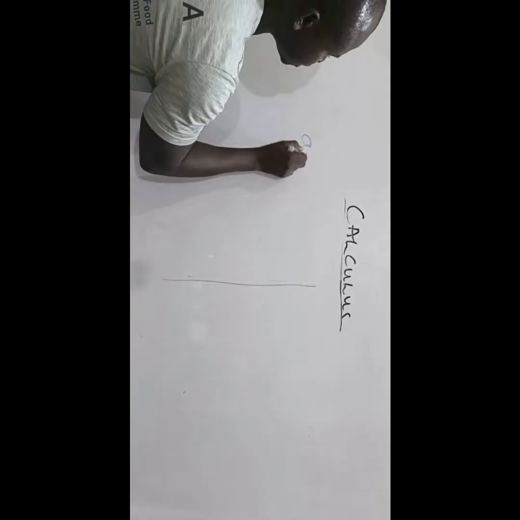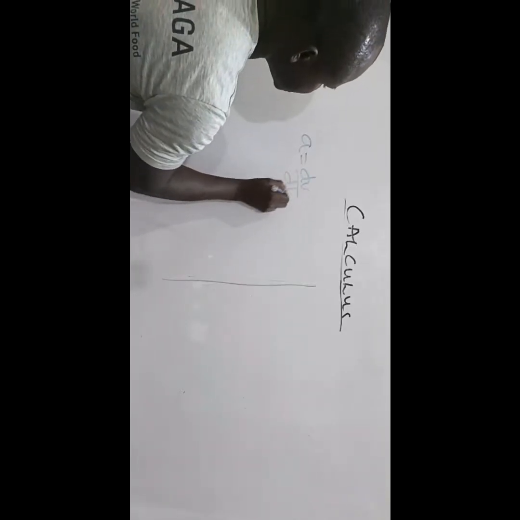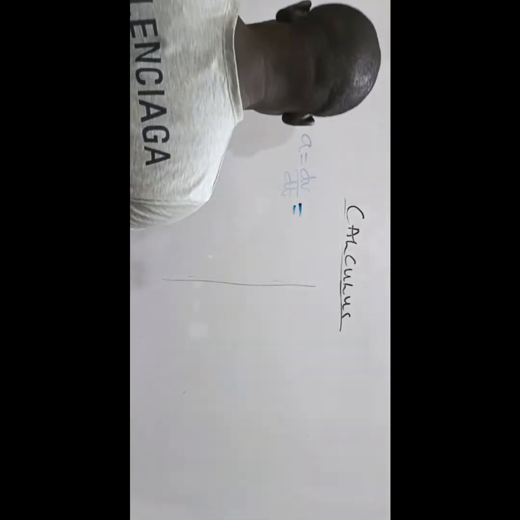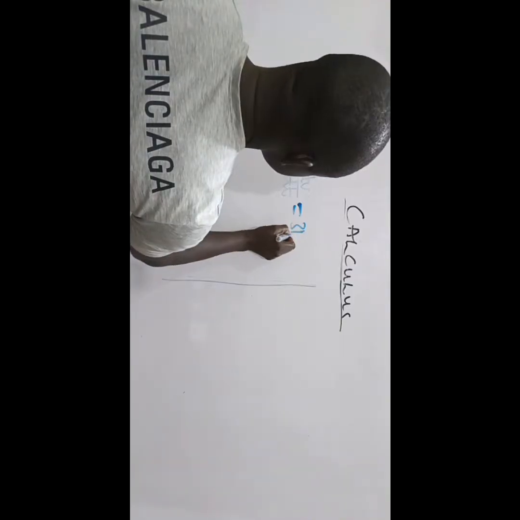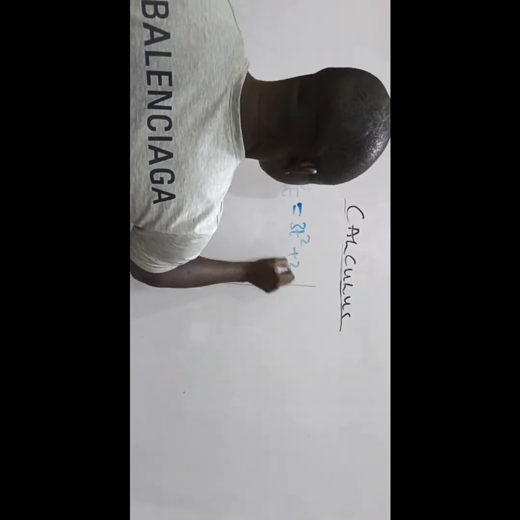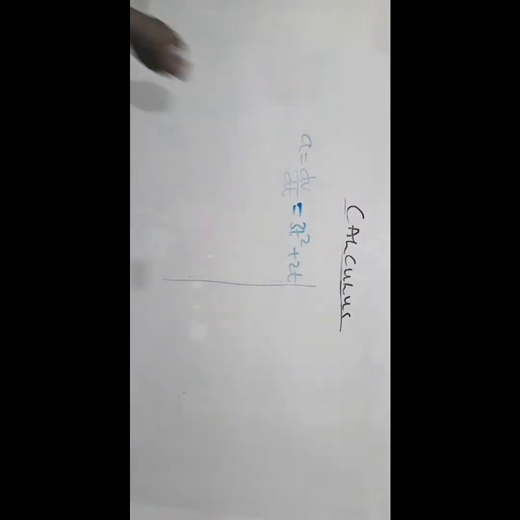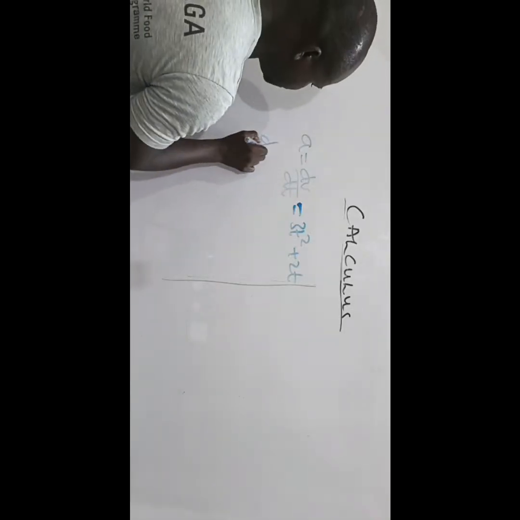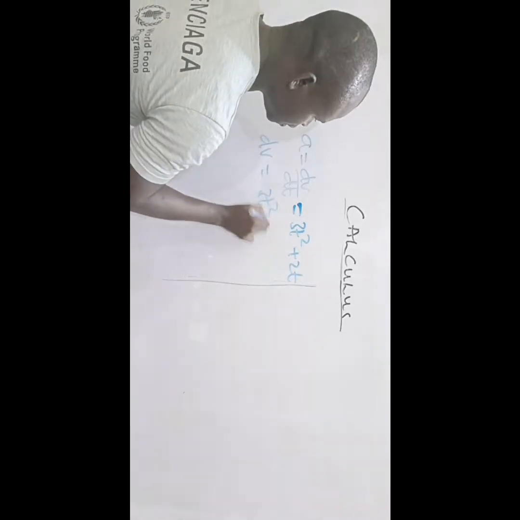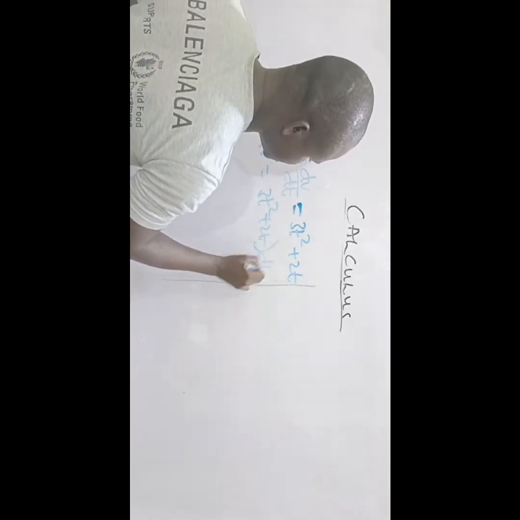From the question, the acceleration is written as dv/dt, the rate of change of velocity with time. That is acceleration. So the acceleration is given in terms of t as 3t squared plus 2t. So how do we get the velocity? If we cross multiply, I'm going to get dv equals (3t squared plus 2t) dt.